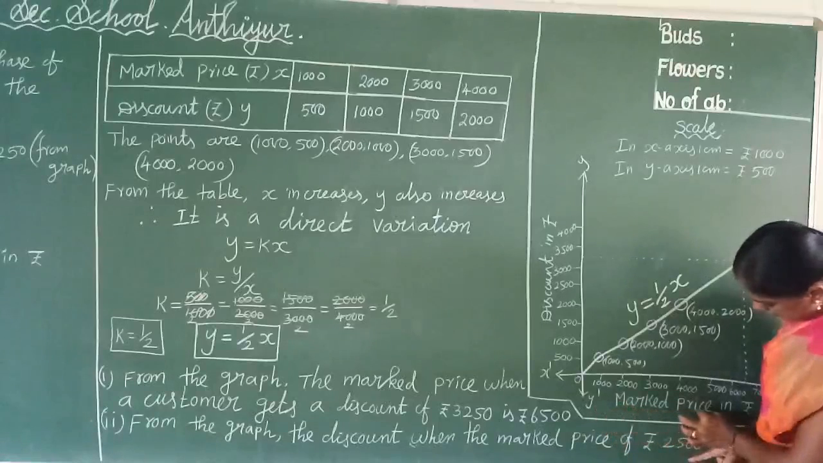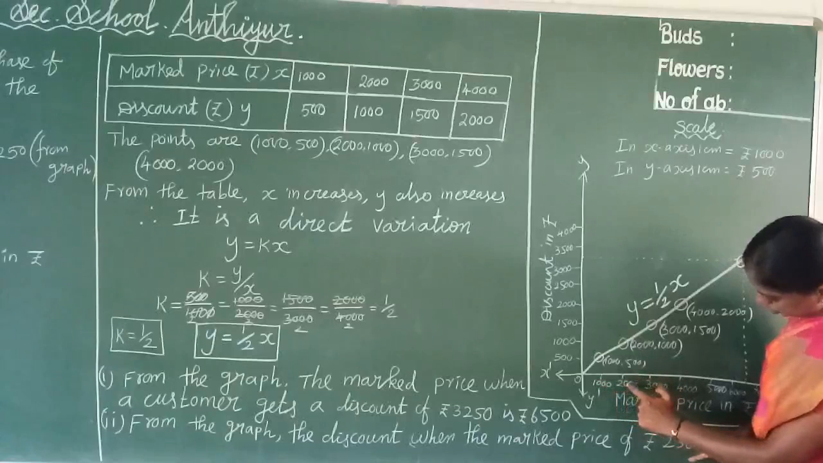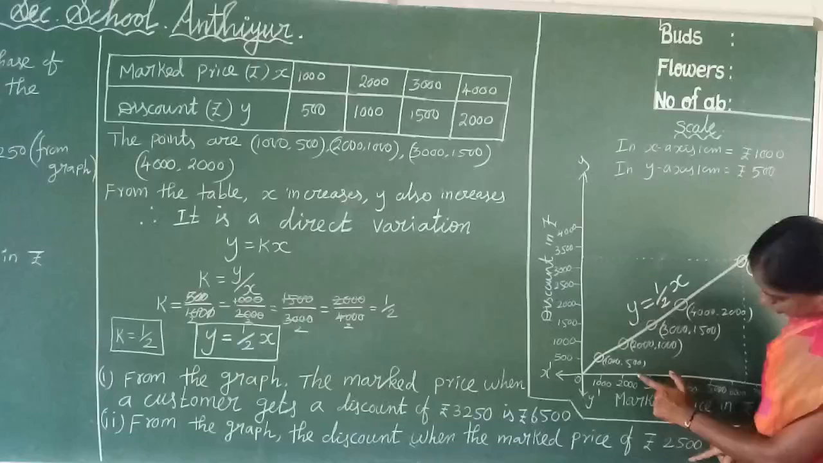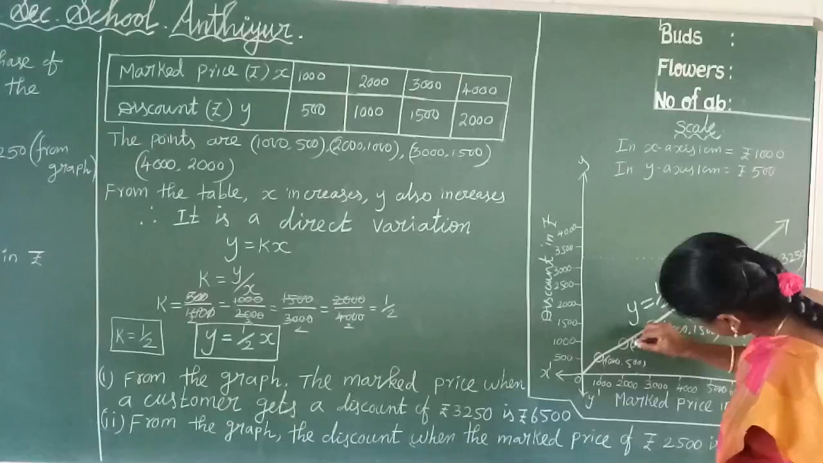Second option, from the graph, the discount when the marked price is 2500. Here the marked price is on the x-axis, that is 2500. Here 1000, 2000, here 3000. So in between only, 2500.